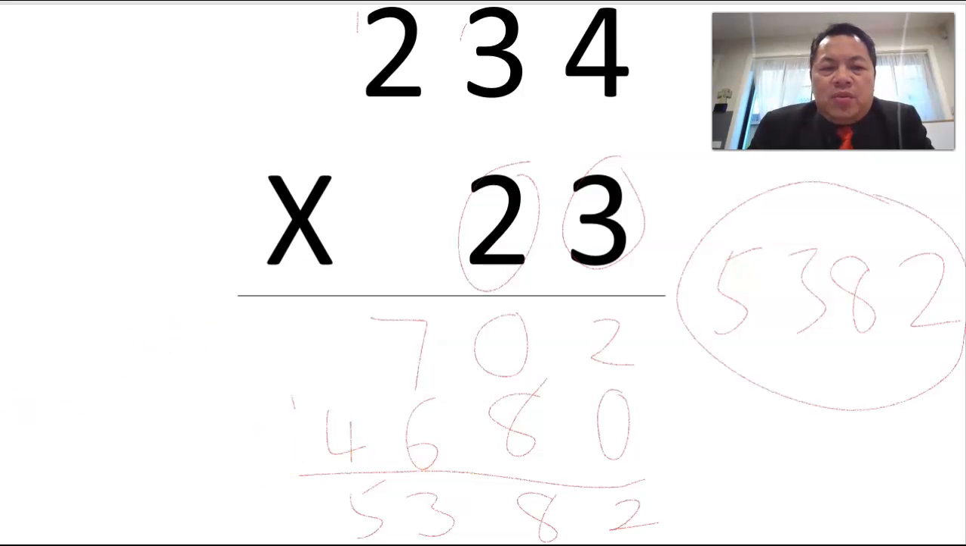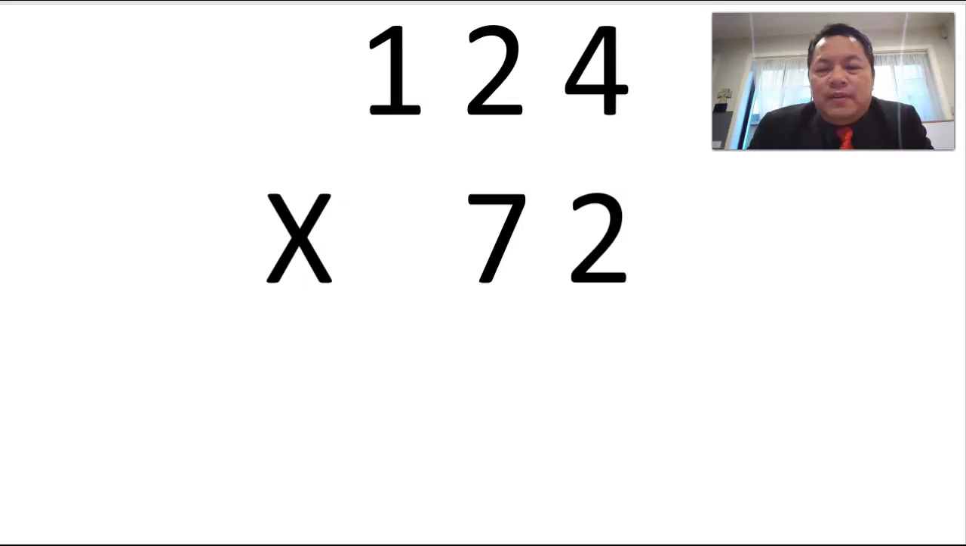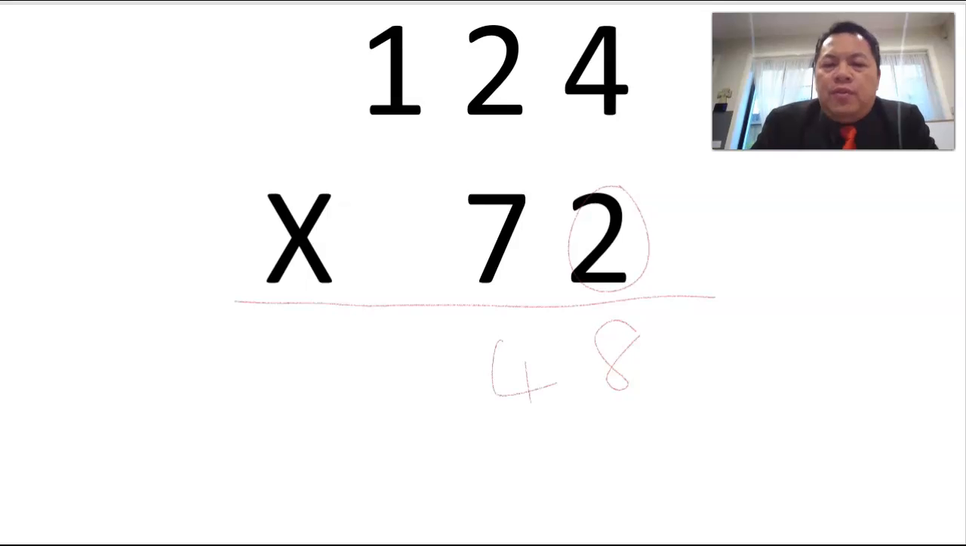Moving on to the next question. Same thing, some revision. So 4 times 2 is 8, we start from the ones. And 2 times 2 is 4. 1 times 2 is 2. And before we do anything, always add 0 first before we move on to the tens.